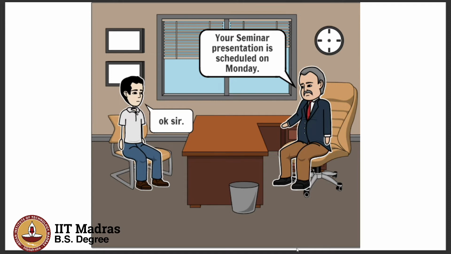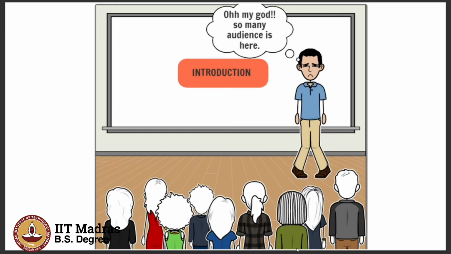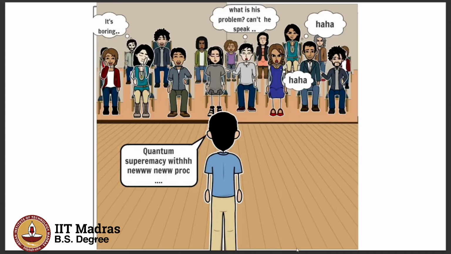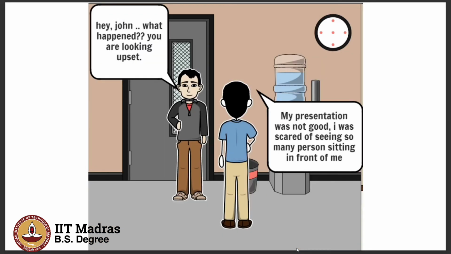Here you can see that a person has to give a presentation on Monday and he is practicing in front of a mirror. But on the day of the presentation, he is nervous and he's not able to give the presentation well. Right? So we see who are the people involved, what is the environment, and what is the task. The task is to give an effective presentation.